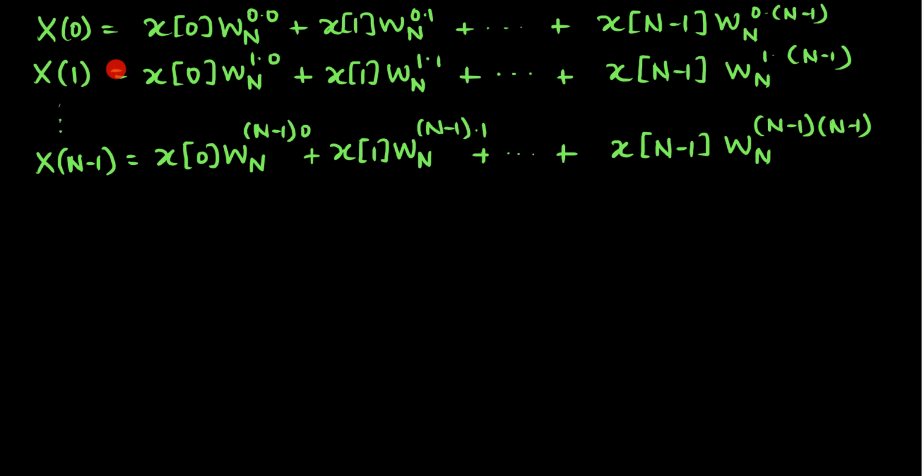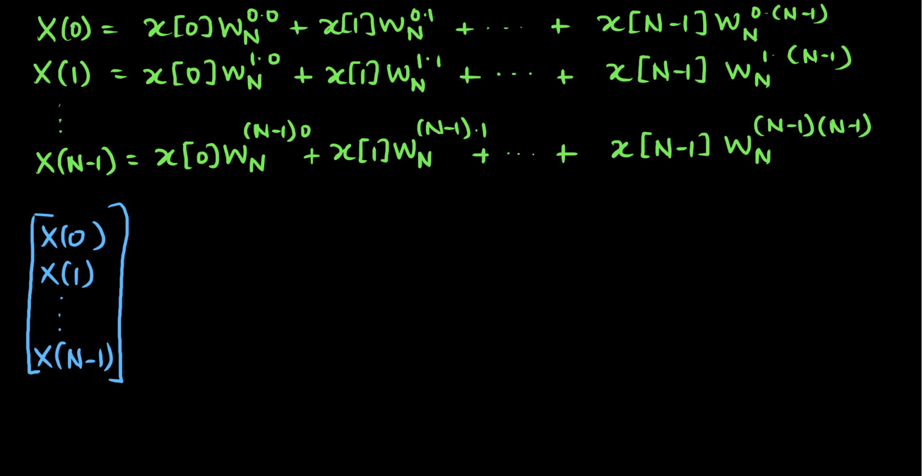So we have the representation something like this. Now if we observe this part here, that is X of 0, X of 1 and so on till X of N minus 1, this can be represented in a vector form something like this. So we can write it as X of 0, X of 1 and so on till X of N minus 1. So we can consider it as a vector.